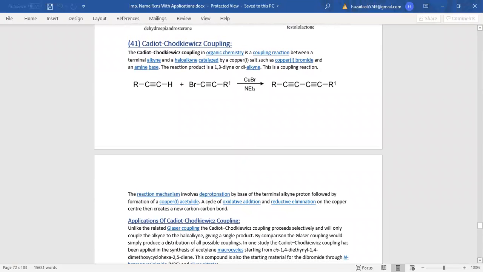Cadiot-Chodkiewicz coupling. The Cadiot-Chodkiewicz coupling in organic chemistry is a coupling reaction between a terminal alkyne and a haloalkyne catalyzed by a copper(I) salt such as copper(I) bromide and an amine base. The reaction product is a 1,3-diyne or diacetylene. This is a coupling reaction.